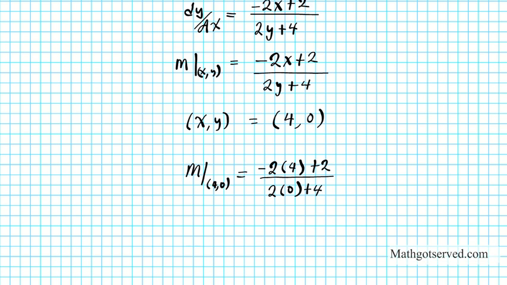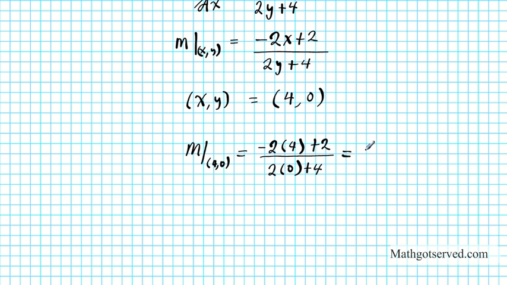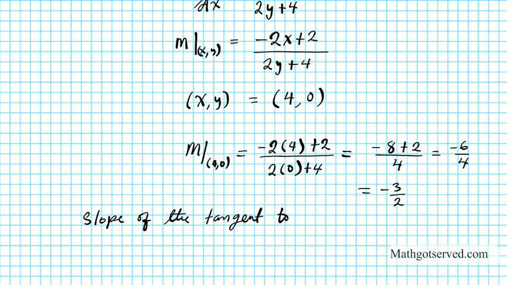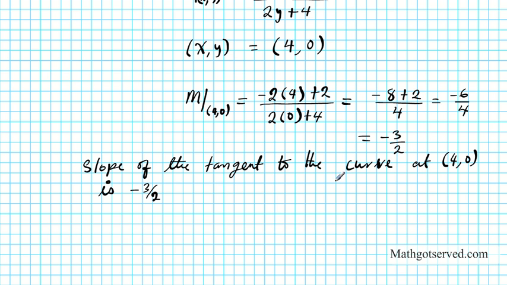Okay, if I simplify this using the order of operations, I'll have negative 8 plus 2 over 4, and that becomes negative 6 over 4, and it reduces to negative 3 over 2. So basically the slope of the tangent line to the curve at the point (4, 0) is negative 3 over 2. Okay, so that's the slope of the tangent line to the curve at that point.